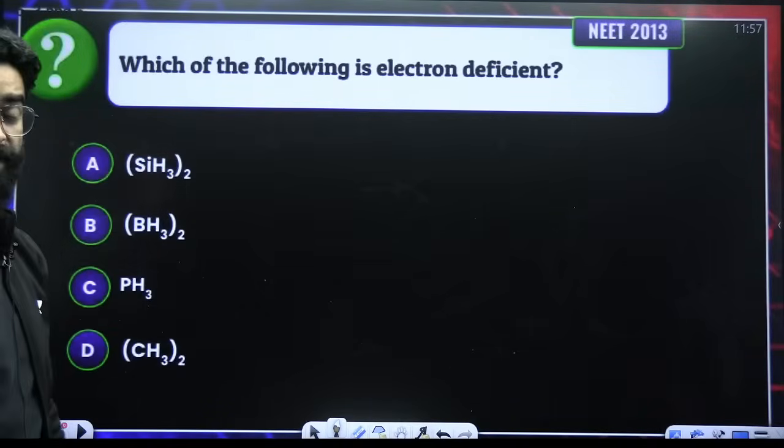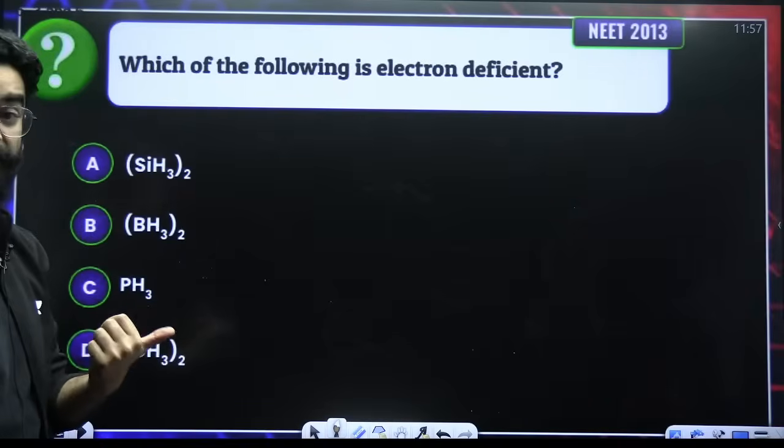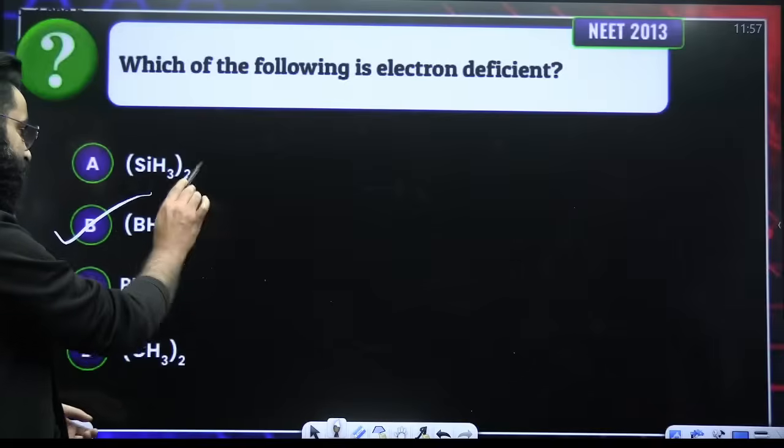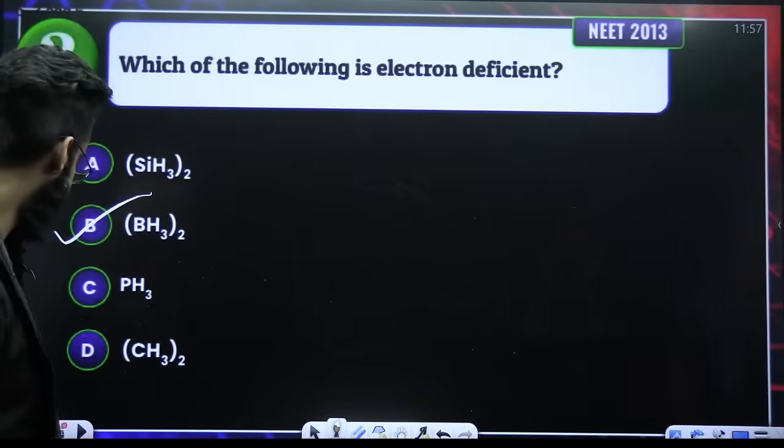Which of the following is electron deficient? I told you right now, a few minutes back, BH3, right? So this is electron deficient. NEET 2013.